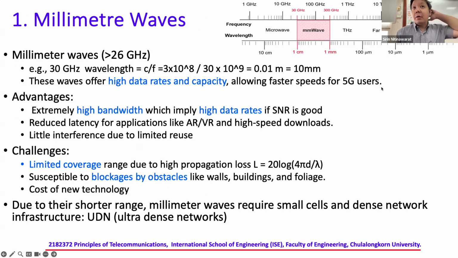Okay, let's talk about the introduction of a new important spectrum called millimeter waves. These are spectrum in the area larger than 26 gigahertz. The reason it's called millimeter wave is because if you compute the wavelength, it's on the level of millimeters.